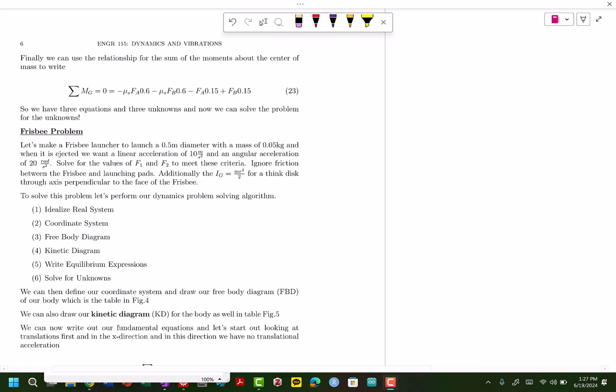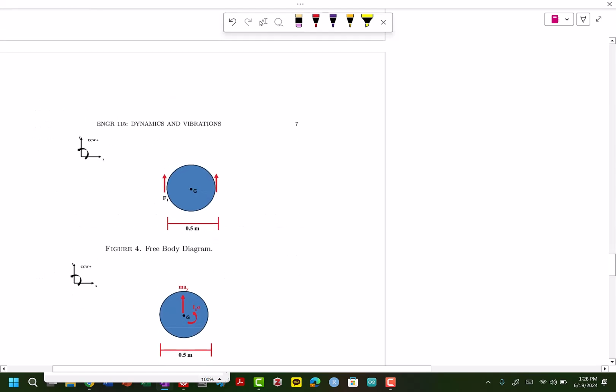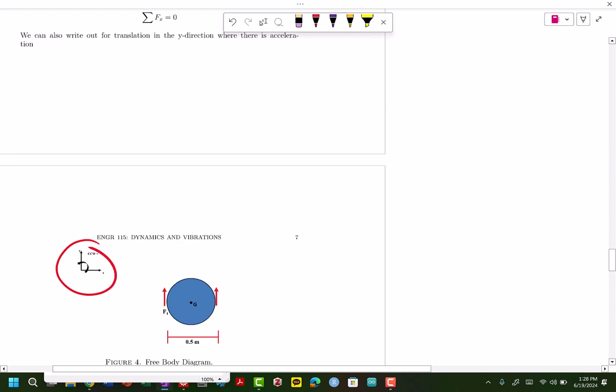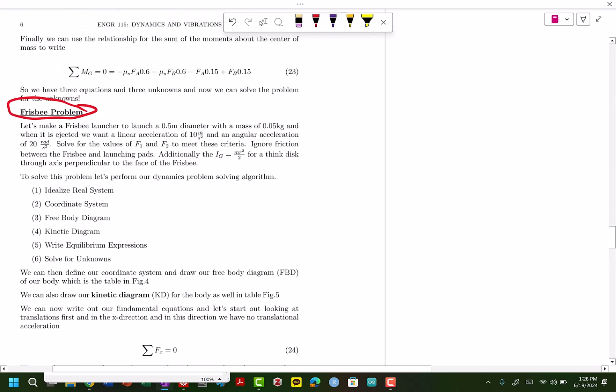All right, so now we're going to get to our second problem, which is a Frisbee problem. We're going to make a Frisbee launcher. It's going to basically launch a Frisbee. Actually, we can see a little schematic here. We're going to launch a Frisbee in this direction, and it is going to have a 0.5 meter diameter. It has a mass of this.